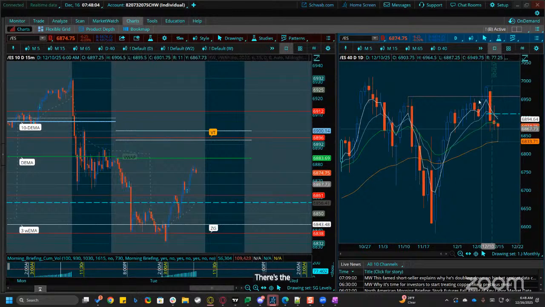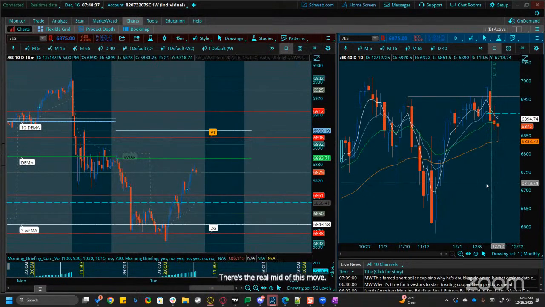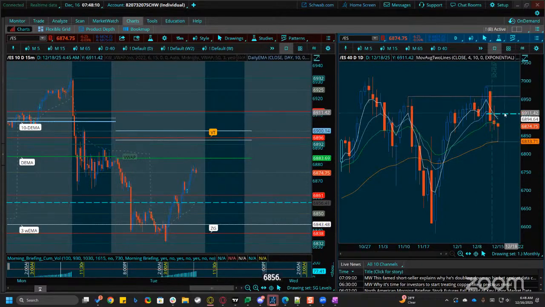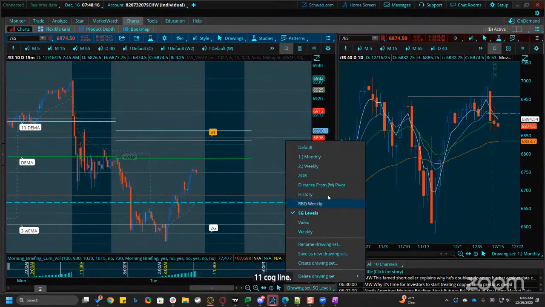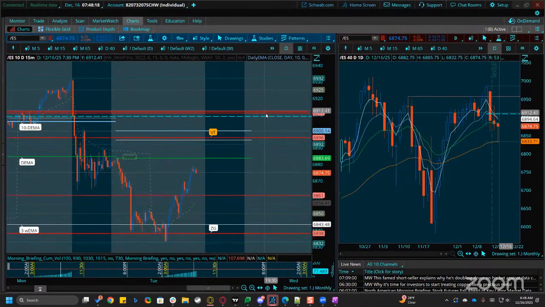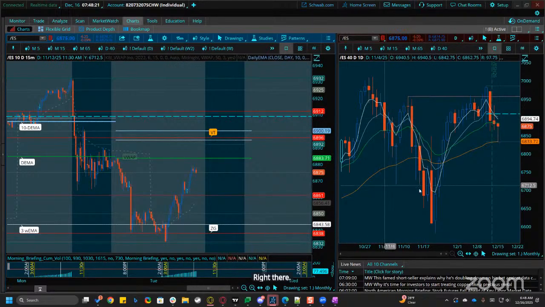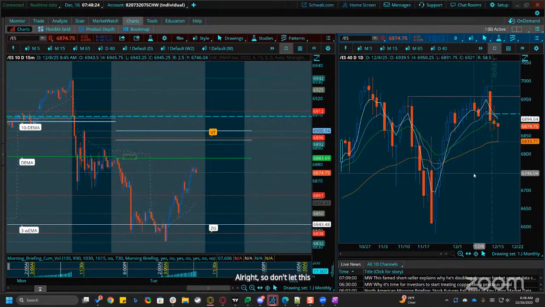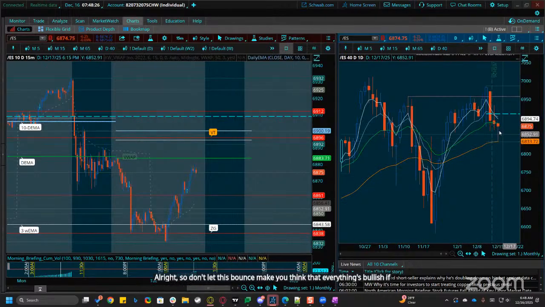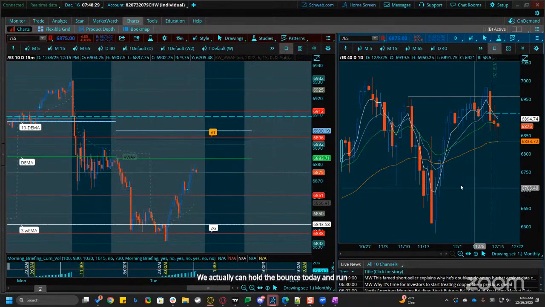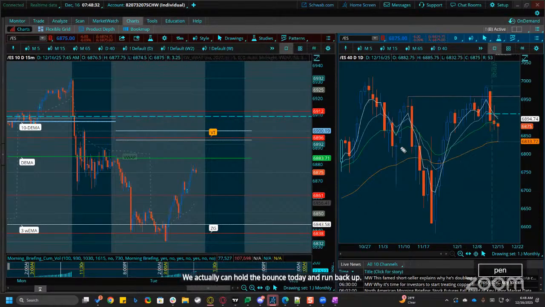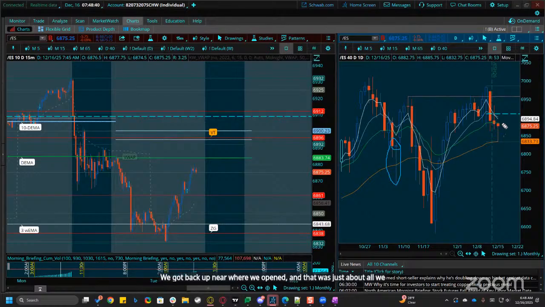There's the real mid of this move. 68.56. Nope, that ain't it. 69.11 cog line. Right there. All right, so don't let this bounce make you think that everything's bullish if we actually can hold the bounce today and run back up. On that last bounce, we got back up near where we opened, and that was just about all we got out of it. Now, so far, we've bounced and it's still red.